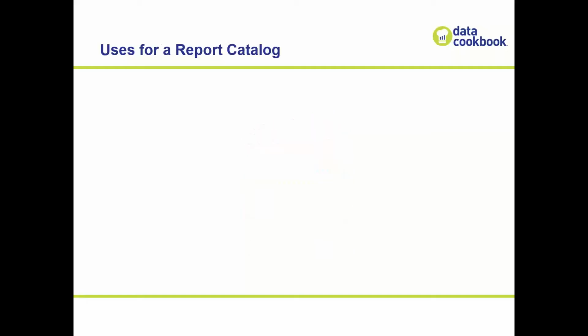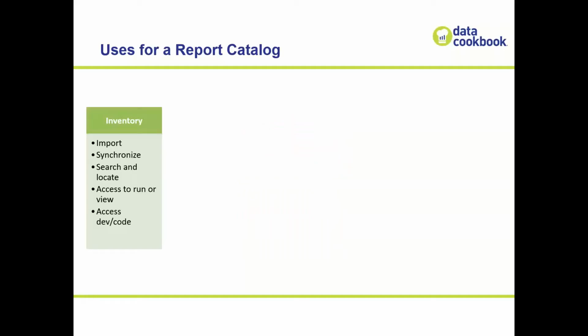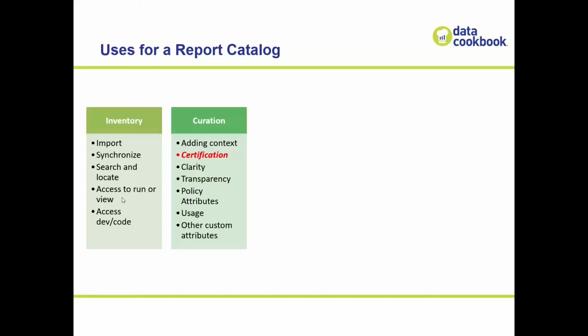So how do you use a catalog? The first is inventory. If you want to, you can import and synchronize all of the reports that you have. Or you can decide that you really only want to have in there the things that are documented. Both are fine ways to approach it, depending on your goals. But one reason that you might want to import everything is so that people can search and locate in a central place and not have to go out to all the different places where you have reports, and they have that one place to access and run those reports, or link to where they can run that.